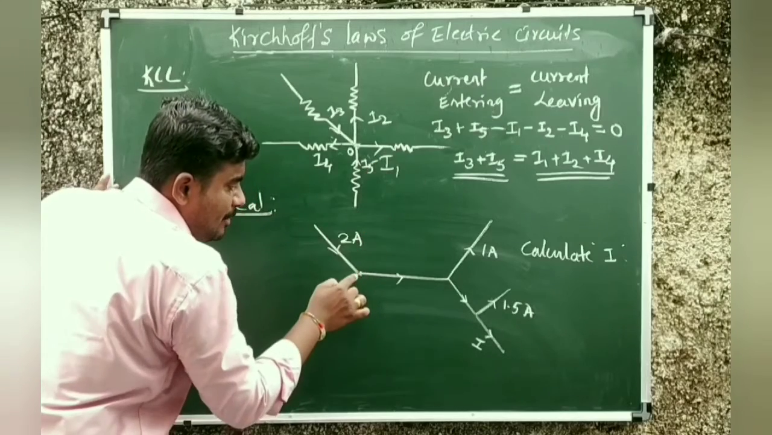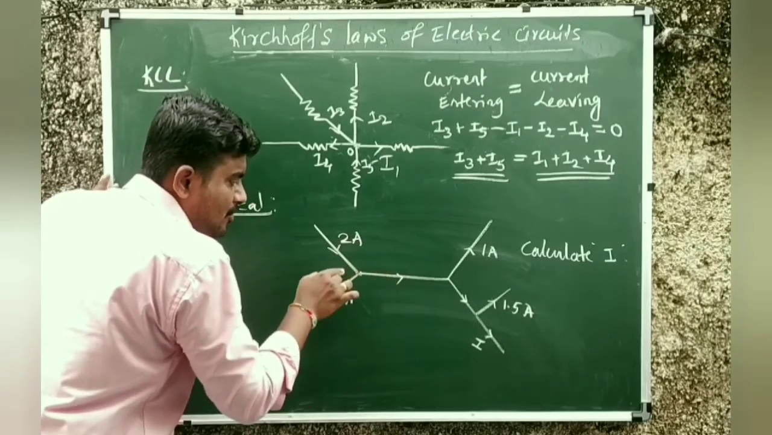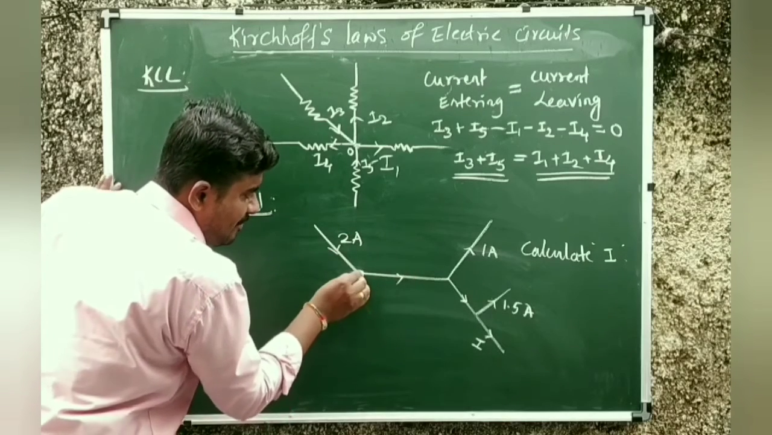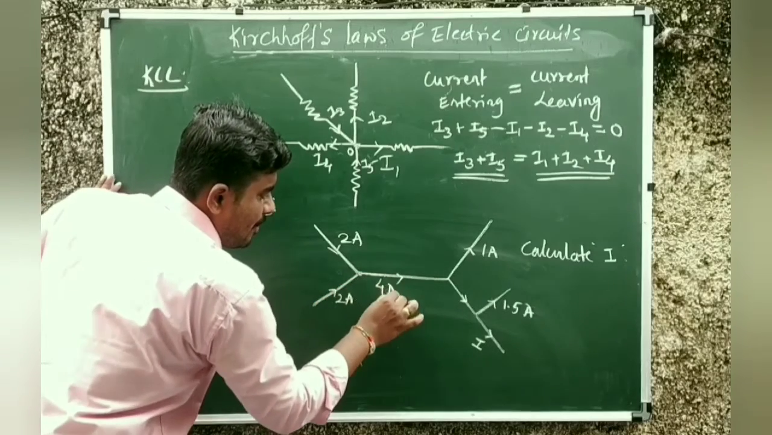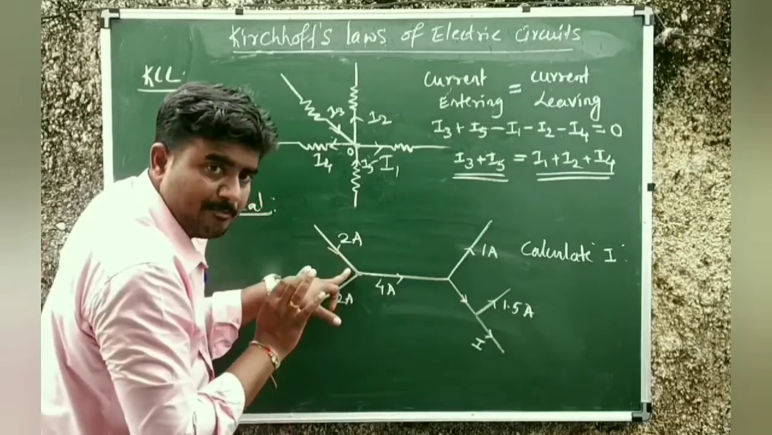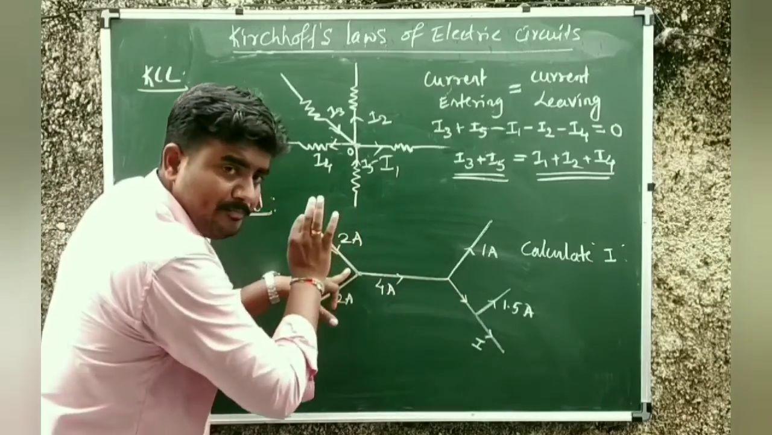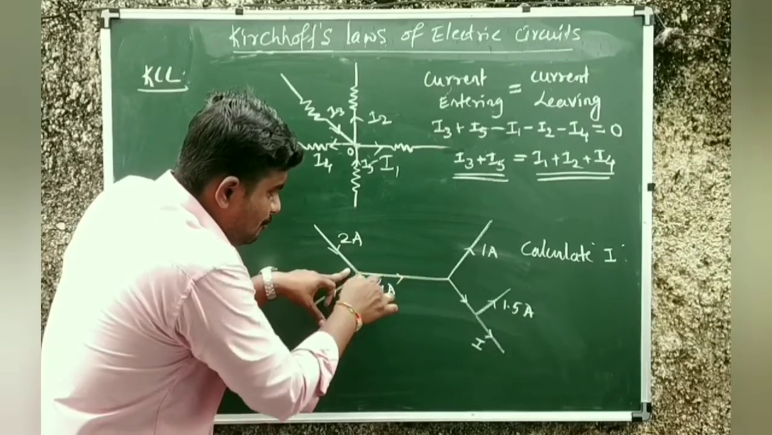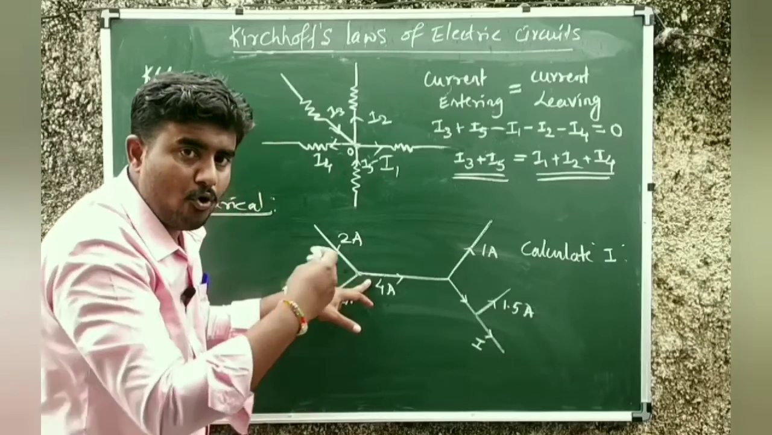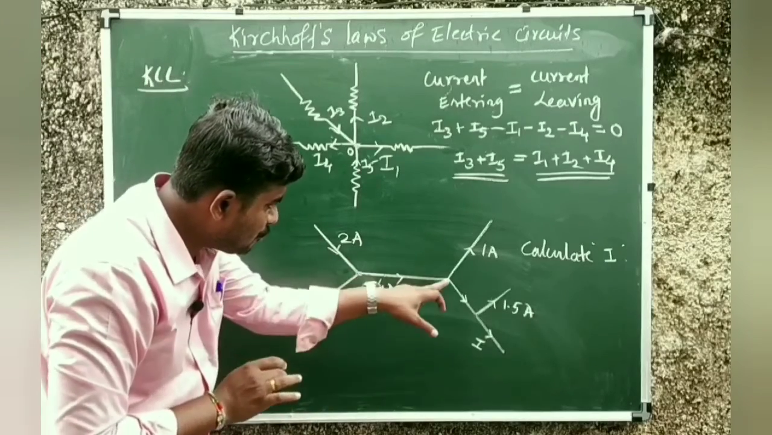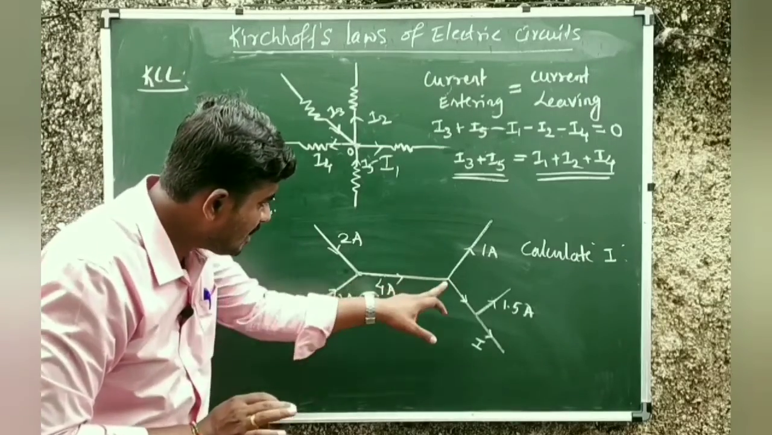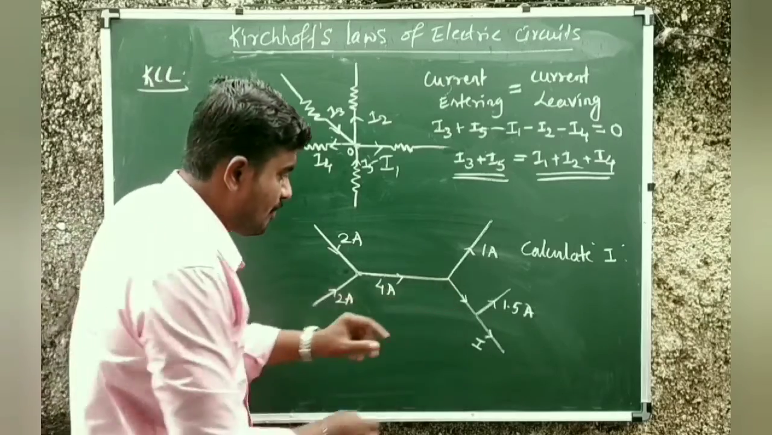And according to the statement, current has to leave the junction. How much amount of current is entering? The same amount of current has to leave the junction. Therefore, 4 ampere current is leaving. From this point, the current remains constant, because there is no place to go. The number of charges from this point has to remain the same, because there is no place for charge to go. Therefore, between the junctions, the current remains constant, 4 ampere till this point.